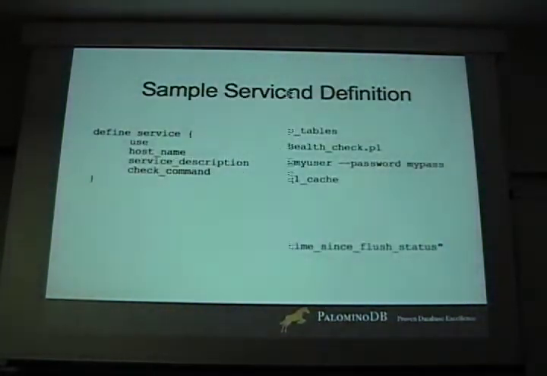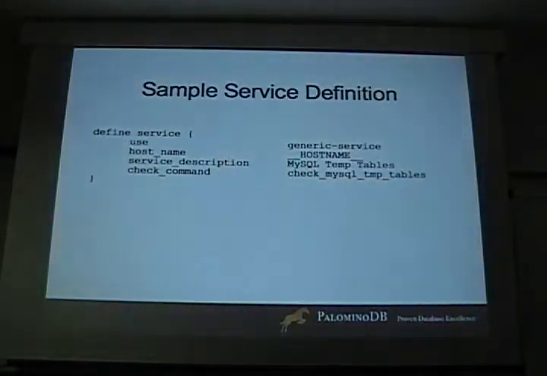So here's what the service would look like. Note that the check command is very simple. Check command is check MySQL temp tables. Here's the name of it, and you put the host name or whatever group that you wanted to check. And then use generic services, that is a template that comes with Nagios. You can override it, but basically it's check it 24/7 and check it every 5 minutes and do this.